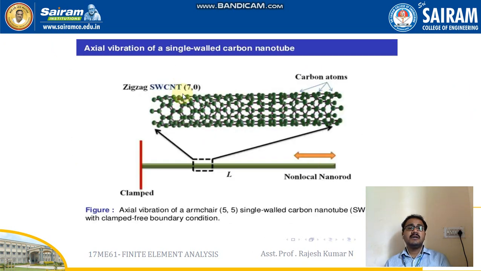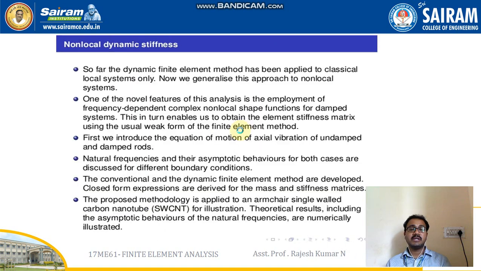And this is the axial vibration of a single-walled carbon nanotube. This is a zigzag SWCNT (7,0), and these are the carbon atoms. You can see this when it is clamped. Correctly speaking, this particular non-local nanorod was clamped. The left side is fixed, and we try to move this in both the plus x direction and minus x direction. Because of this, you can see here that there will be a zigzag movement of the carbon atoms.